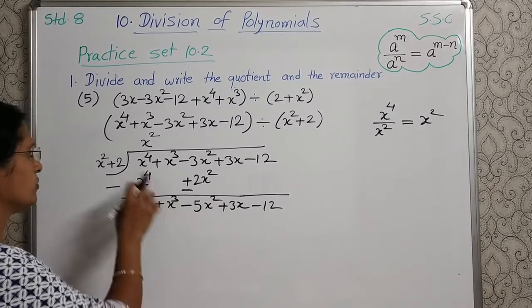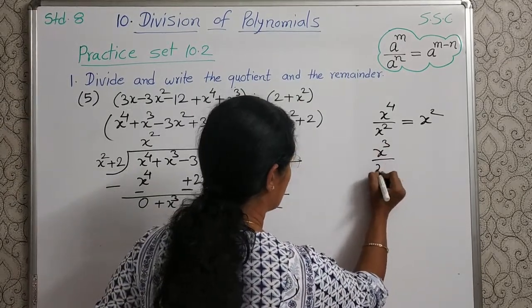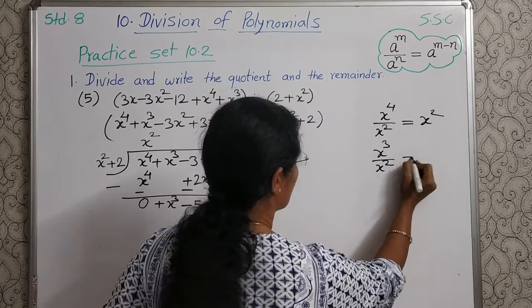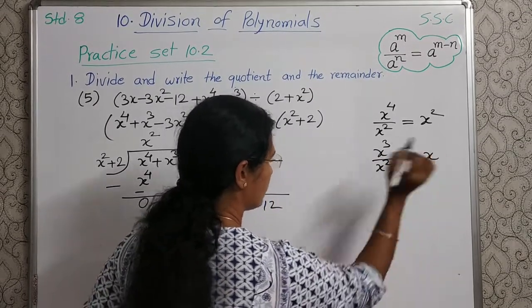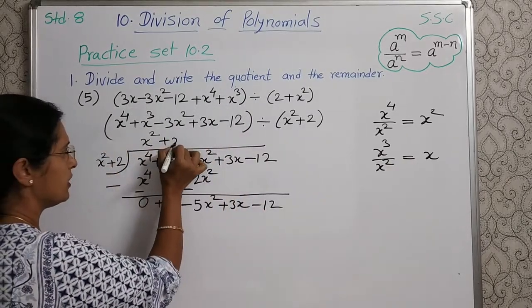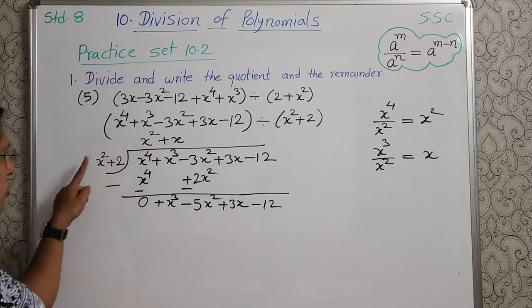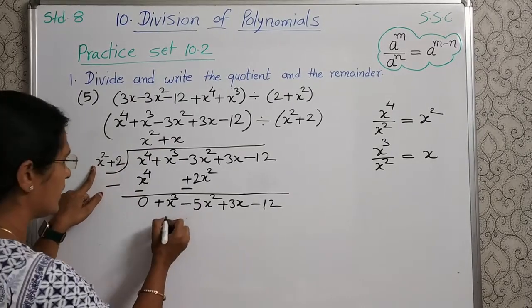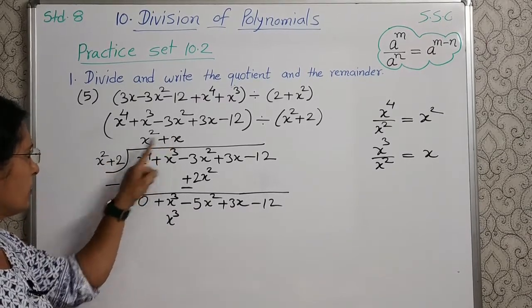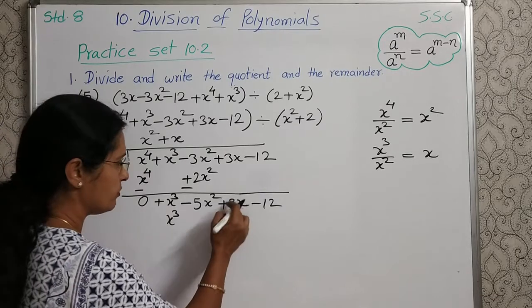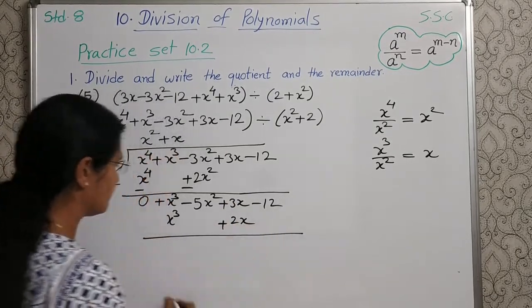Now the first term x cube, divide by x square. So x cube by x square, the quotient is x. 3 minus 2 is 1. x raised to 1 means x. Right here, plus x. Now multiply this quotient with this divisor. x into x square is x cube. Write it below x cube. Plus x into plus 2 is plus 2x. We will write it below 3x. Plus 2x. And now subtract.